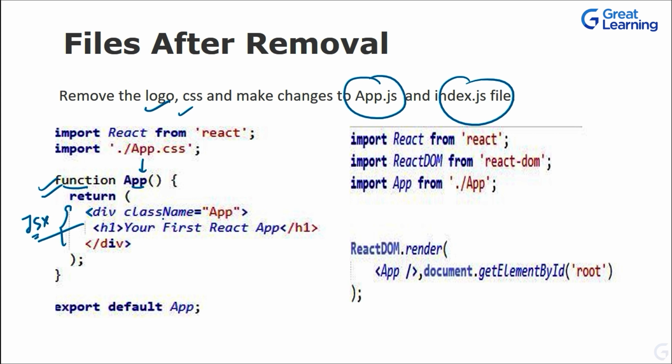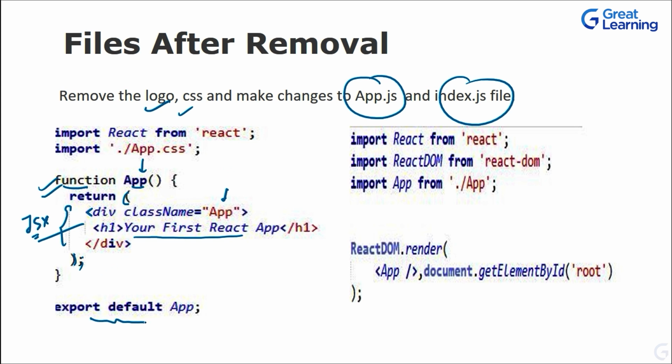Now we are creating one div and naming it App. Then we are creating a header, naming it Your First React App. That's it. Then we are closing our div, closing our return, and returning this div. So at most we are returning only a single element from this functional component, and we can only return one. It can contain multiple divs inside, but here we are trying to keep it as simple as possible.